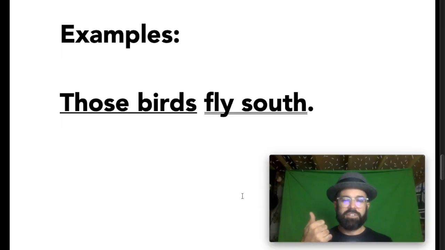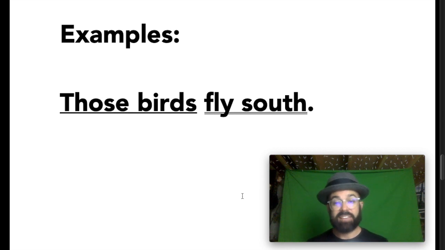Let's look at another one. In this example, I took that last sentence and just added a few extra words. "Those birds fly south." But essentially, the subject is the same. It's still birds. Birds is the simple subject, as we'd call it, but the complete subject is "those birds." I underlined it once. And now the predicate is not just the verb, but the verb and an adverb modifying where that verb takes place. "They fly south." Fly south is the predicate. The sentence is broken into these two parts.